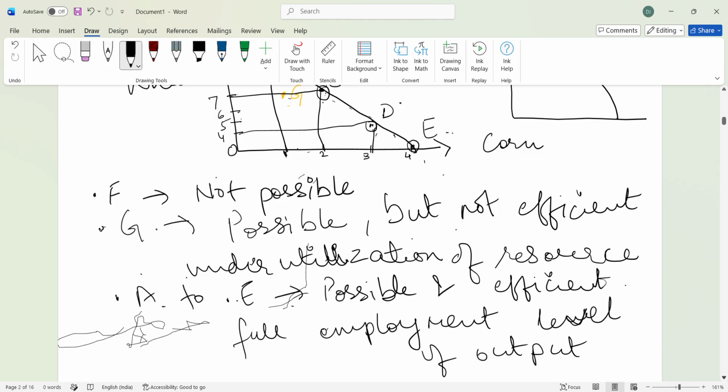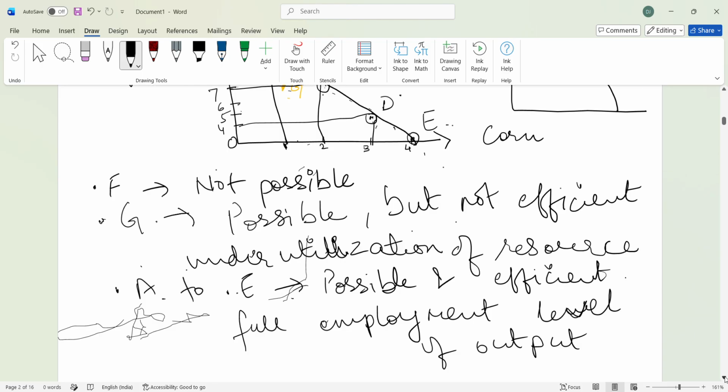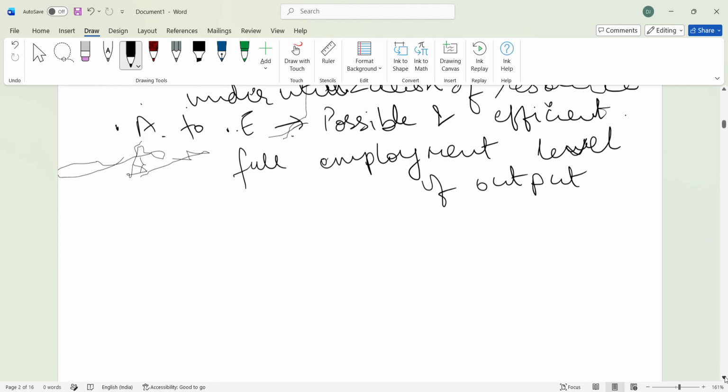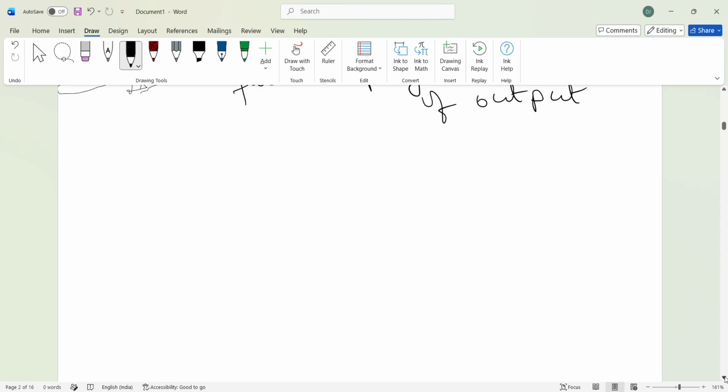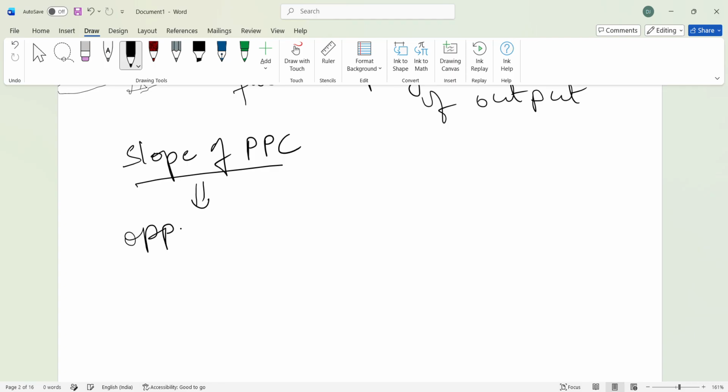All right. Okay, understand this. This is very important, right? From an examination point of view, yes, this is important. All right. Now that's your basic idea of the production possibility curve. Okay. Let's dig deeper into this and go into the slope of the production possibility curve. All right. The slope of the production possibility curve is nothing but opportunity cost.